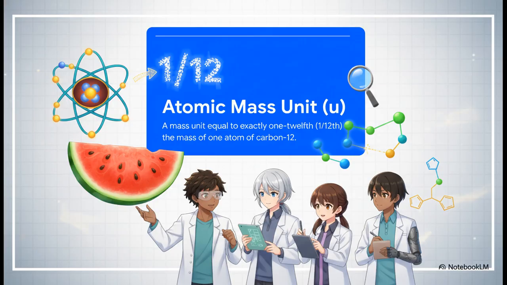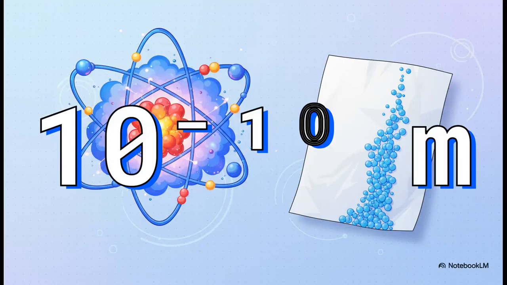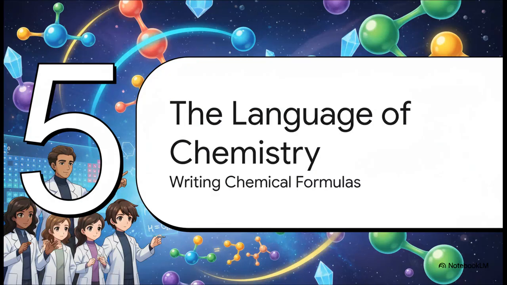Pretty clever, right? And we really need a system like this because the scale we're talking about here is, well, it's just insane. A single hydrogen atom has a radius of about 10^-10 meters. To put that in perspective, you could stack millions and millions and millions of them on top of each other just to match the thickness of a single piece of paper. They're unbelievably tiny.